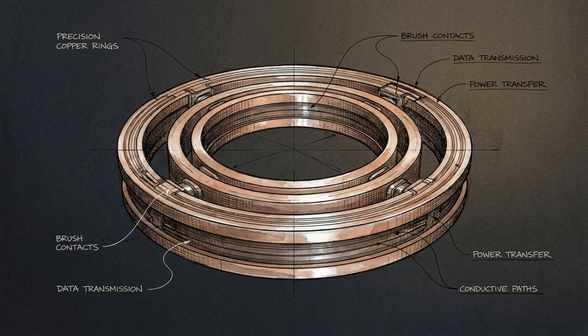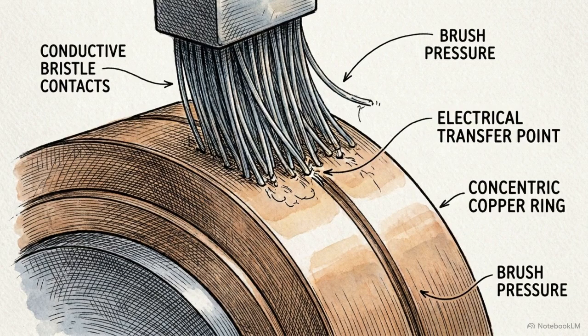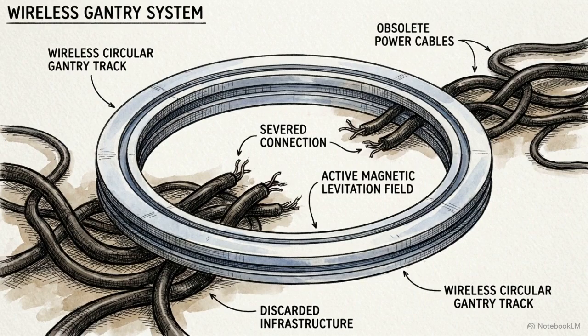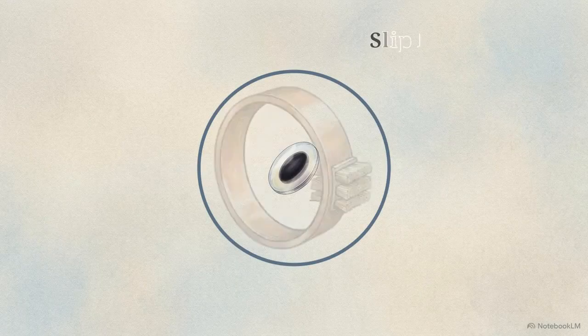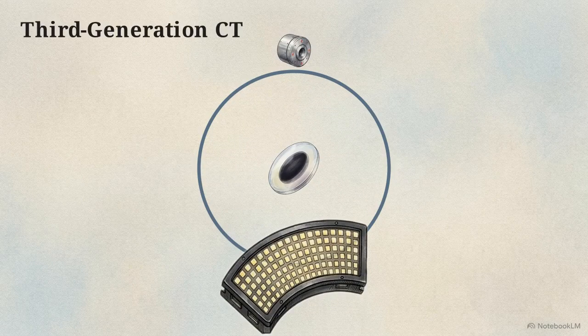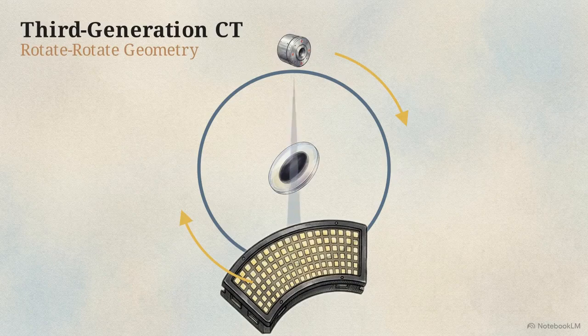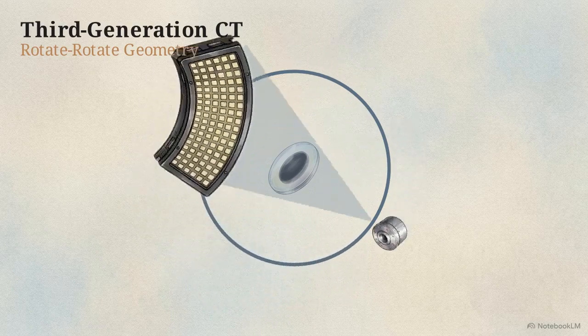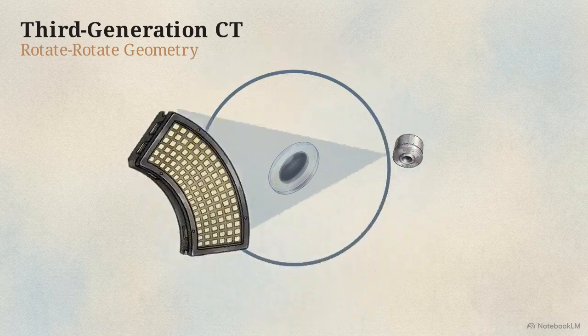The engineering breakthrough that eliminated this bottleneck was the slip ring. By using conductive brushes sliding against stationary rings to transfer power and data, engineers eliminated the need for heavy, tangled power cables, allowing the gantry to rotate endlessly in one direction. The addition of the slip ring enabled the third-generation scanner, which we see in this diagram. This is the undisputed clinical standard used in hospitals today. It operates on a rotate-rotate geometry. Because the X-ray fan beam is broad enough to cover the entire anatomical slice at once, the tube and the massive detector array rotate together continuously in a smooth, uninterrupted circle. The linear translation step is completely gone.